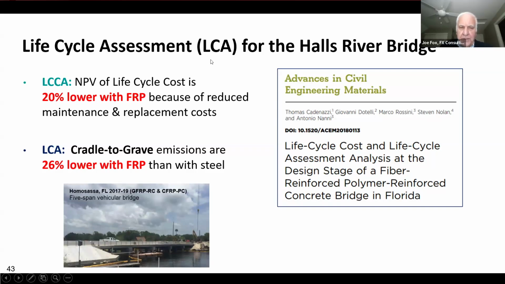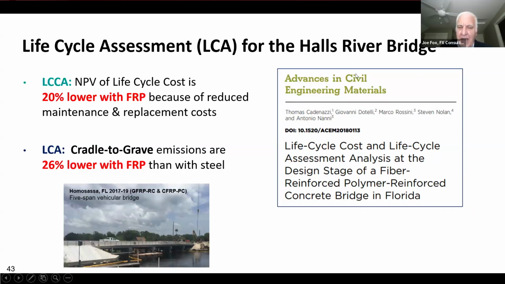And the Florida DOT, in conjunction with the University of Miami, has conducted a life cycle assessment for the Halls River Bridge. It's been published in Advances in Civil Engineering Materials. The primary authors are Thomas Cadenazzi, who was a graduate student for Professor Tony Nanni at the University of Miami, and Steve Nolan. They have conducted both a life cycle assessment, an LCA, and a life cycle cost assessment, an LCCA, for the Halls River Bridge.